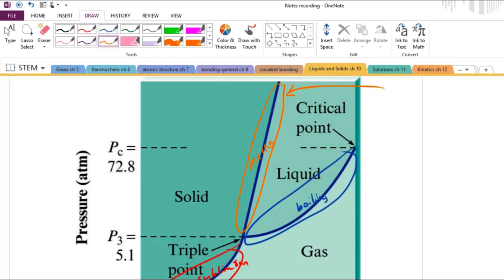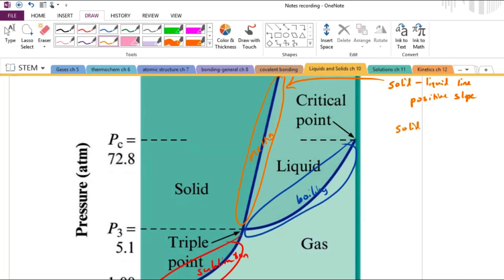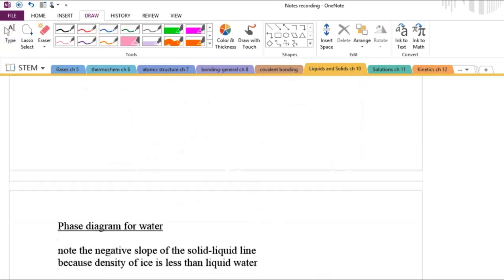Now, for most substances, this solid to liquid line is a positive slope. From this, we know that solid is more dense than liquid. But let's look at water's phase diagram.